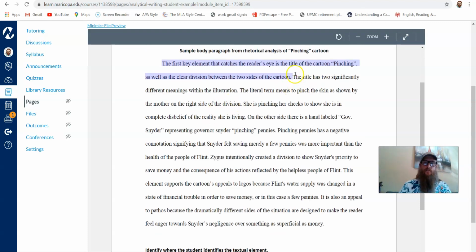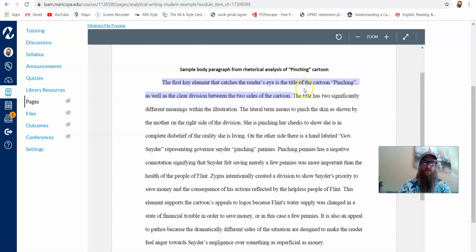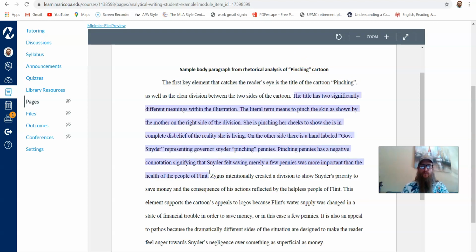And so she's explaining what the textual element means, right? Both in terms of what it means in relation to the woman pinching her cheek and in terms of what Snyder is doing, right? This is very similar to thinking about a song lyric, right? A song that you particularly like and trying to explain what it means to a friend, right? Like it's called textual analysis, right?